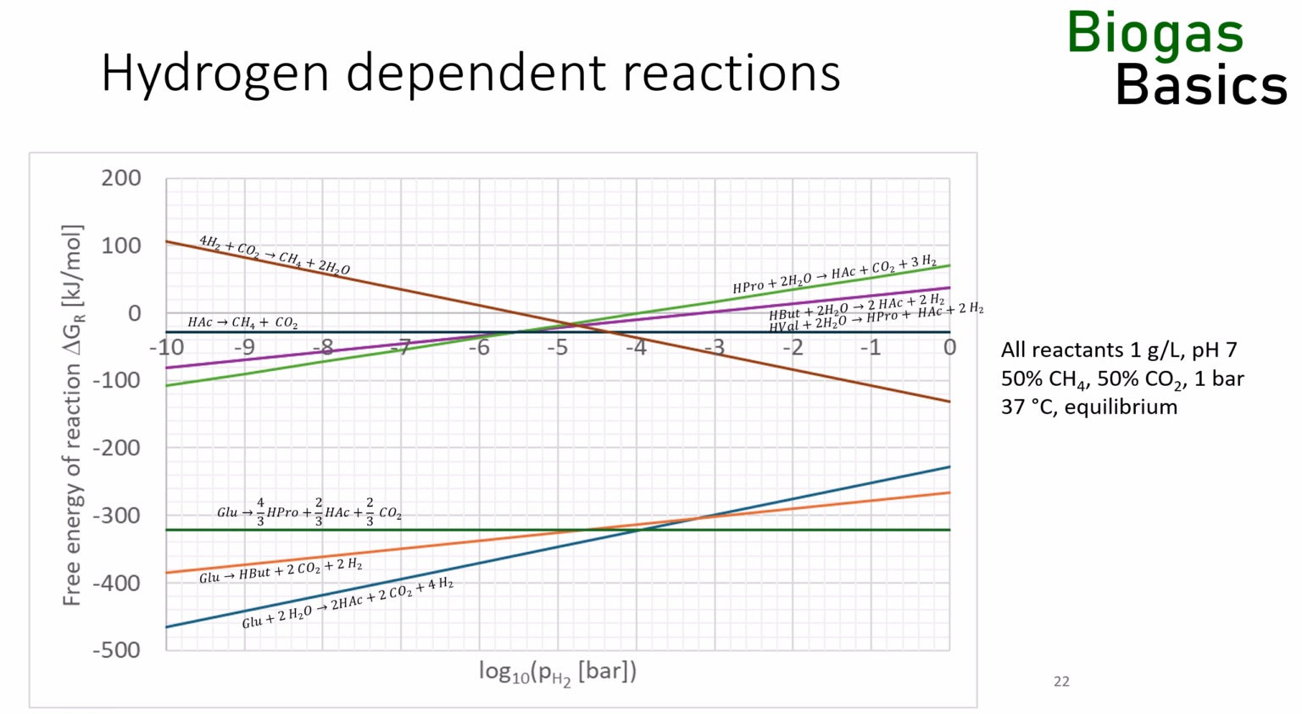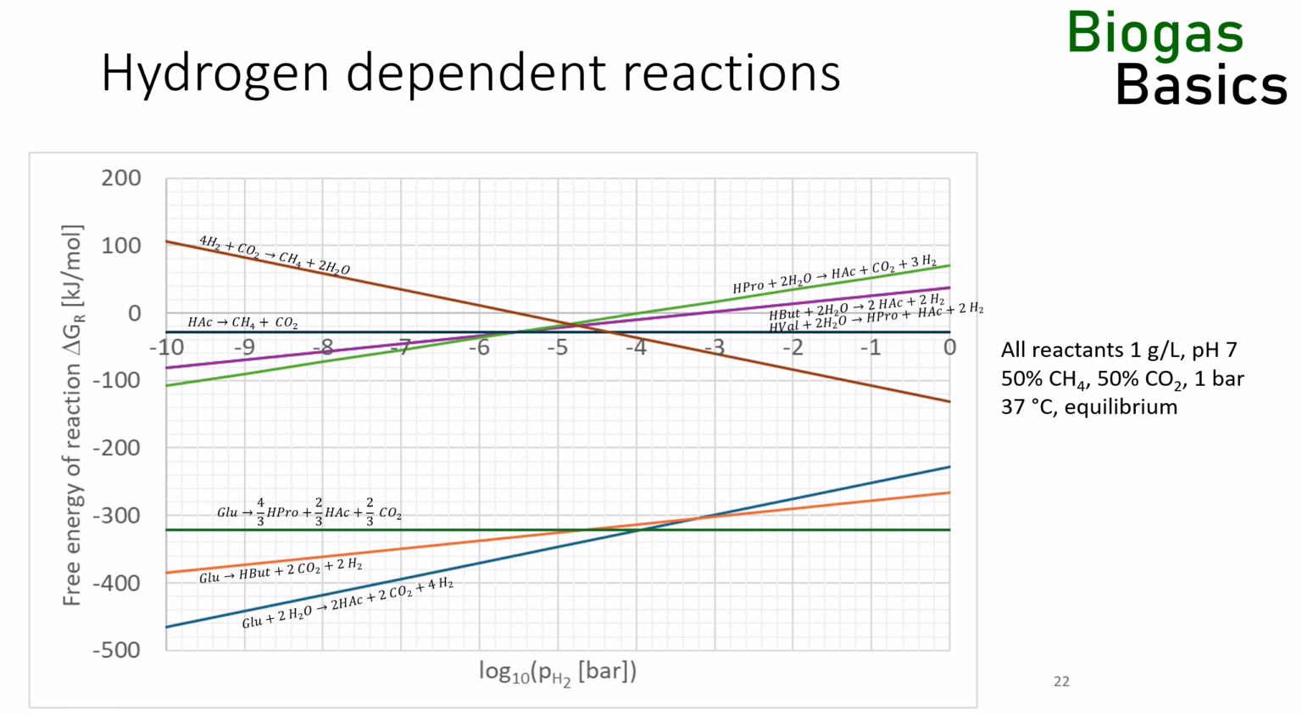In the lower part of the graph, we see the acidogenic reactions from glucose. Those all have a very low free energy, somewhere in the region of minus 300 to minus 500 kJ per mole, and are unaffected by the hydrogen pressure. The syntrophic acetogenic reactions have a much higher free energy of reaction and can become endergonic at high hydrogen partial pressures. Without these reactions, longer volatile fatty acids would accumulate in the reactor and eventually cause acidification.